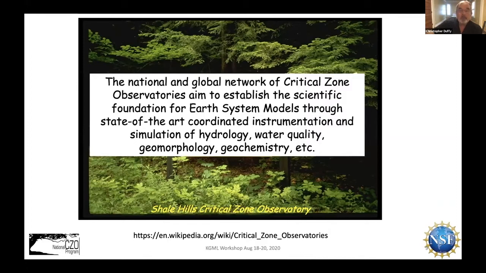The Critical Zone Observatories are a national and even a global network of observatories where Earth system models are being instrumented, and simulation models are implemented and developed on hydrology, water quality, geochemistry, geomorphology, etc.